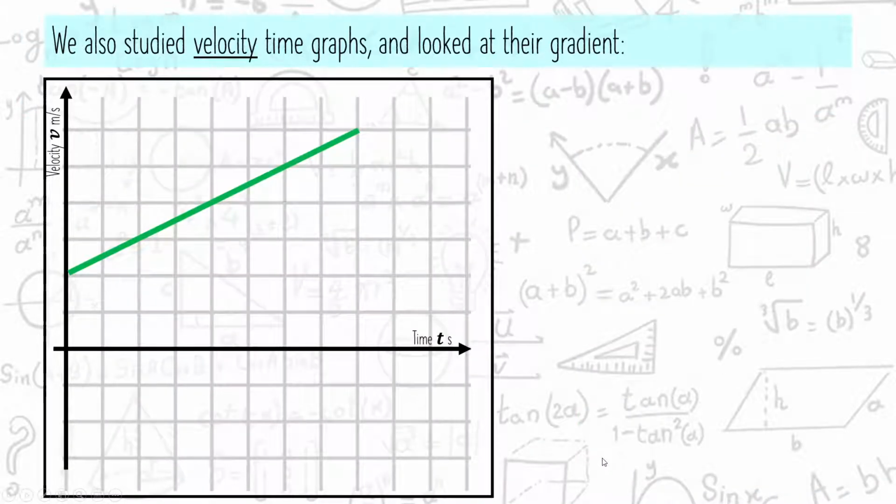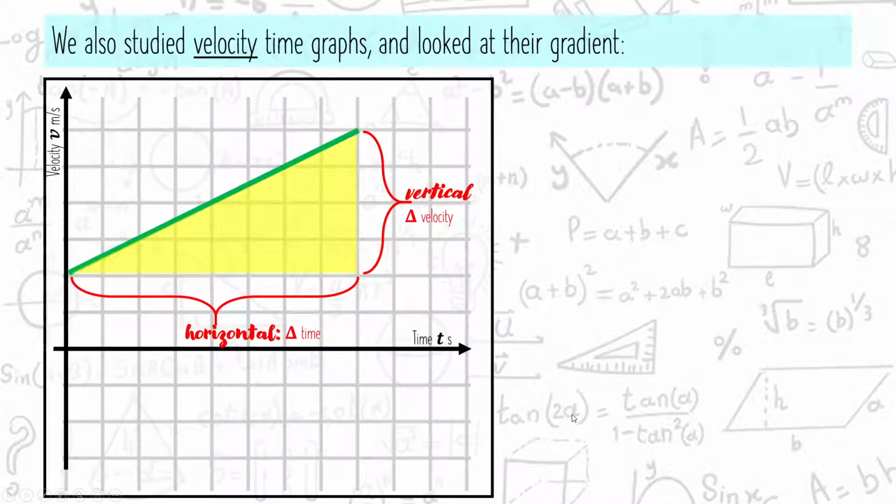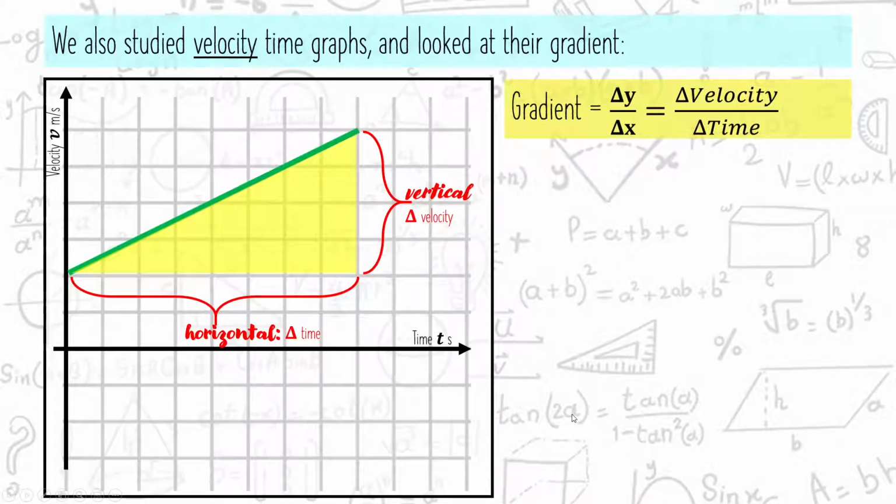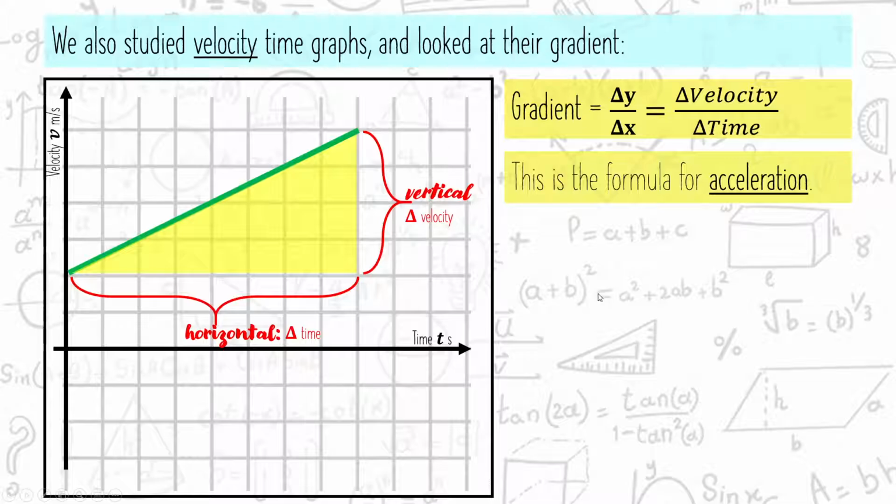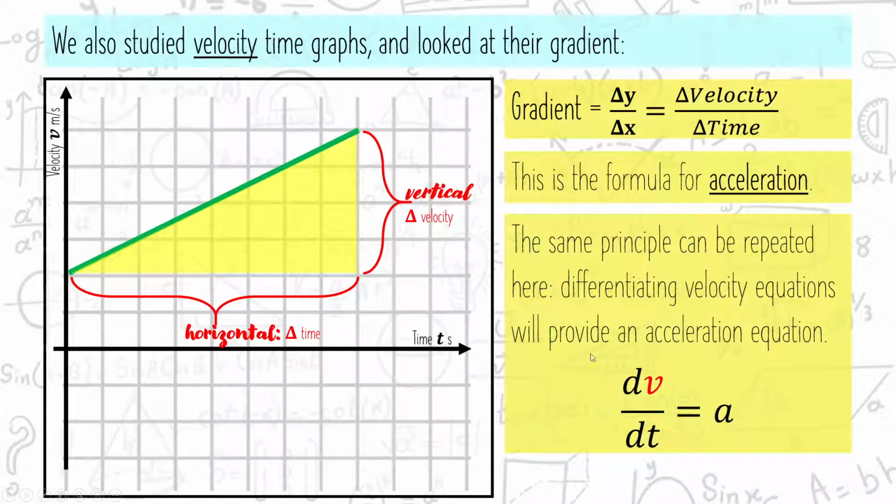Similarly, we looked at velocity time graphs too, and we looked at their gradient. Vertically, that's the change of velocity, and horizontally, that's the change of time. And if I throw that into the gradient formula, I get the change of velocity over the change of time, which of course is the formula for acceleration. So I can use that idea again. I can say that if I differentiate velocity, I will get an acceleration equation, and I can write dv/dt, differential of v with respect to time, is acceleration.